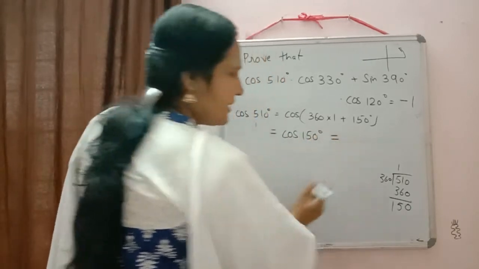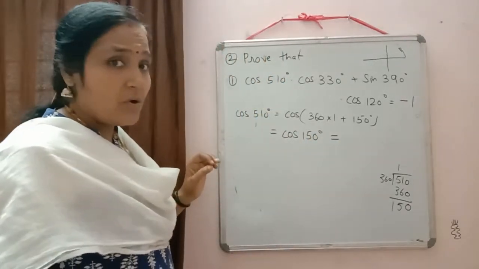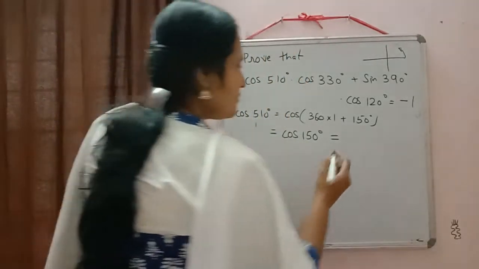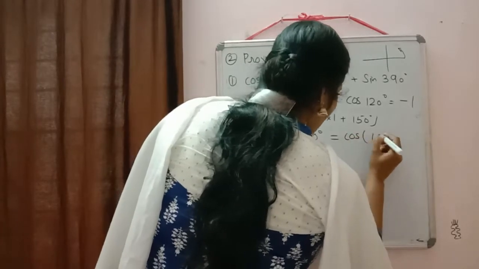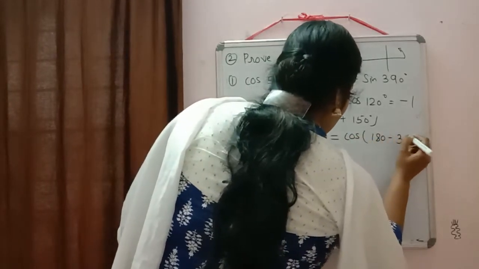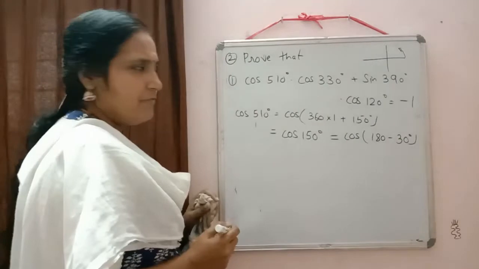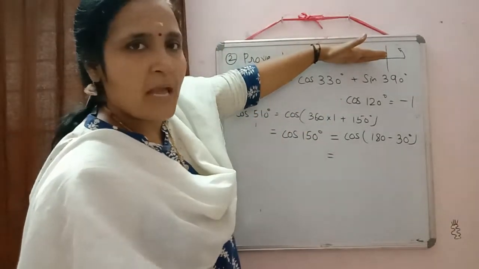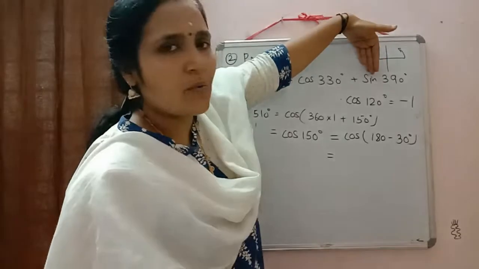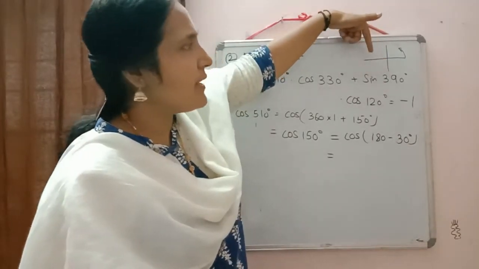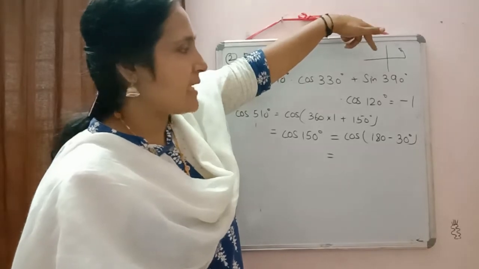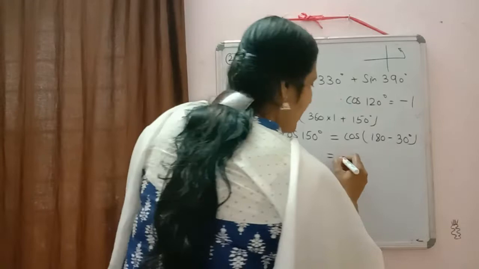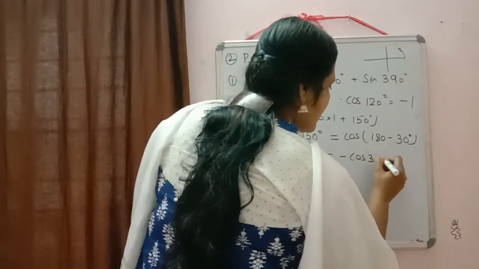Again cos 150 degree, how we will rewrite? Don't write 90 plus. What we will write? 180 minus. So what will come? Cos 180 minus 30 degree will give you cos 150 degree. And 180 minus 30. 180 means we are here. Minus 30 means we are moving backward there. Backward means which quadrant? Second quadrant. And in the second quadrant cos is negative. So it will be equal to minus cos 30 degree.